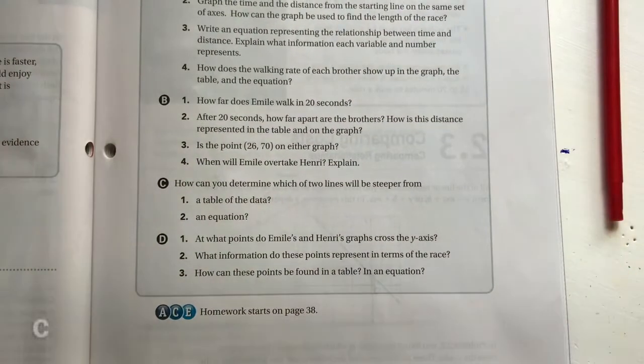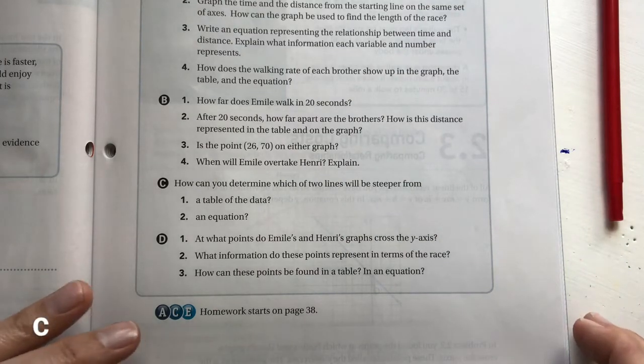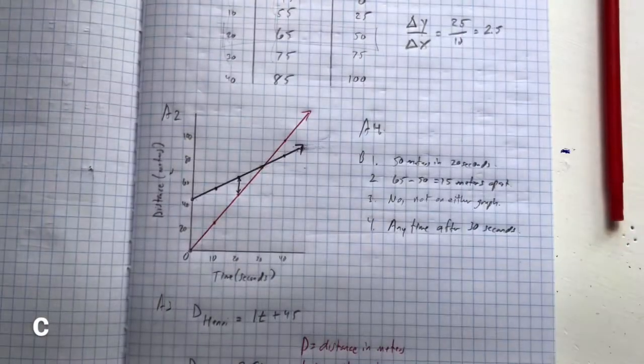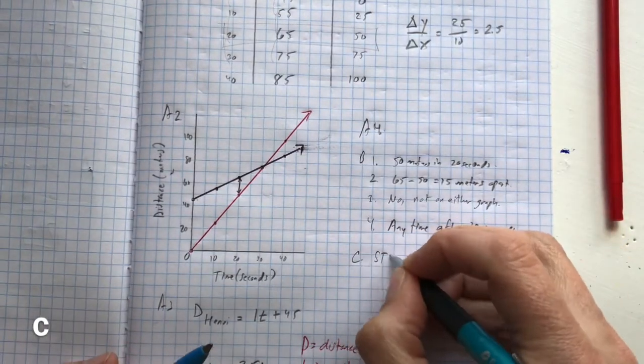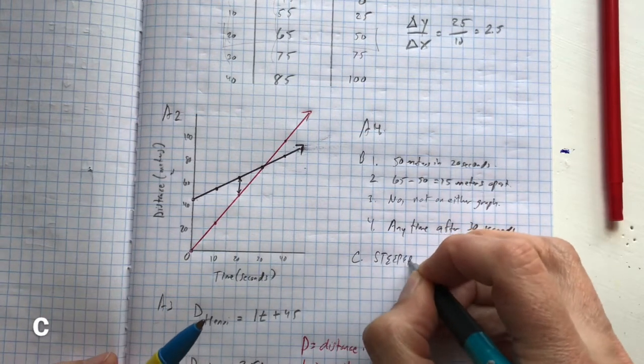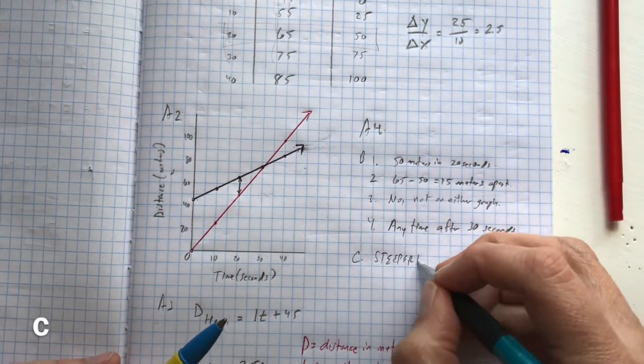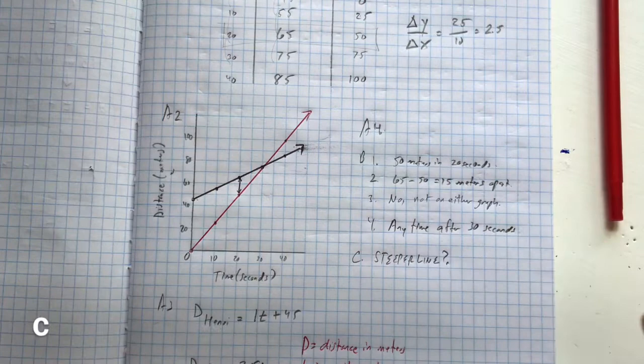All right, letter C. How can you determine which of the two lines will be steeper from the table of data and from the equation? All right, so part C here, steeper line. How do we see that?